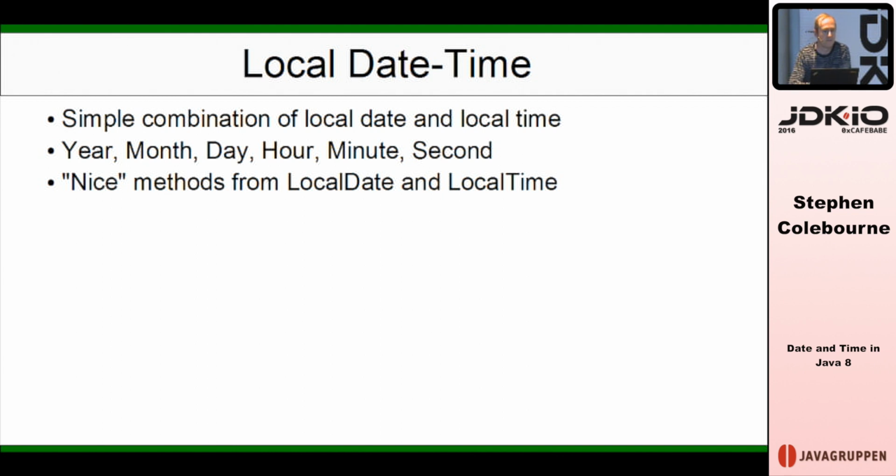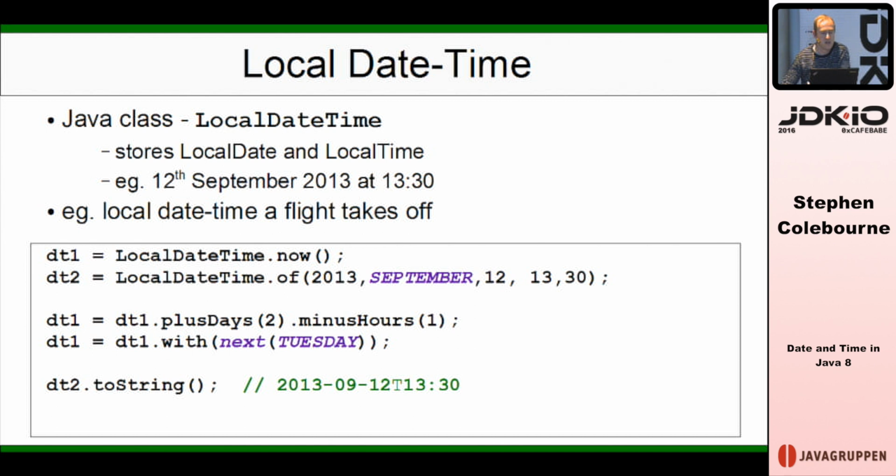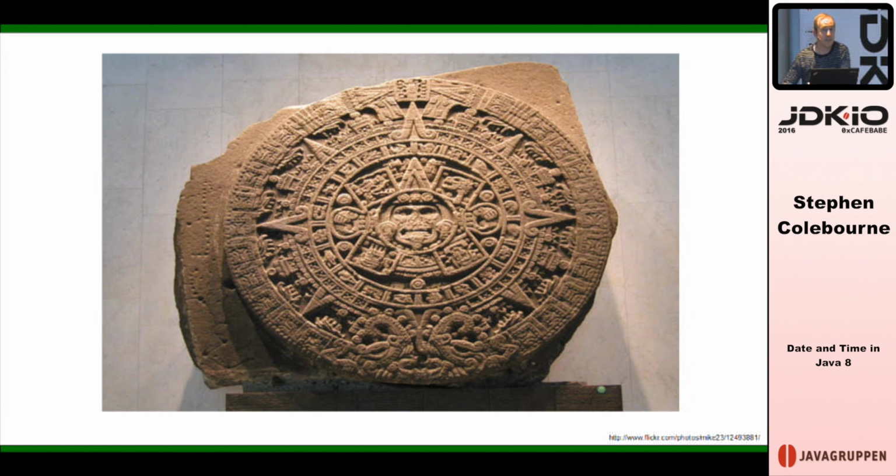It has all the same nice methods as we've just seen, so no great surprises on the API. There we go, there's an example. So yeah, a LocalDateTime that a flight takes off. Or not, if you're flying with the airline I flew this morning, which was 40 minutes late, by the way.